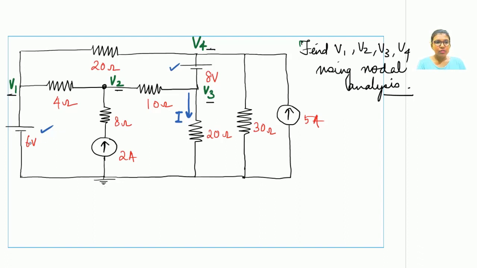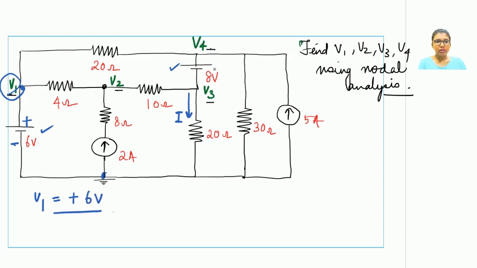The 6 volt source is present between a node and the ground potential. So definitely this V1 is a reference node. V1 will be equal to, this is the plus sign and this is the minus sign, so the positive sign is closest to the node V1. So V1 will carry a value of plus 6 volts.